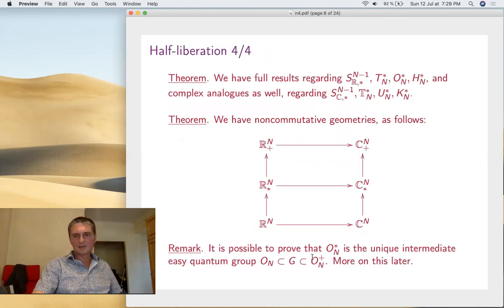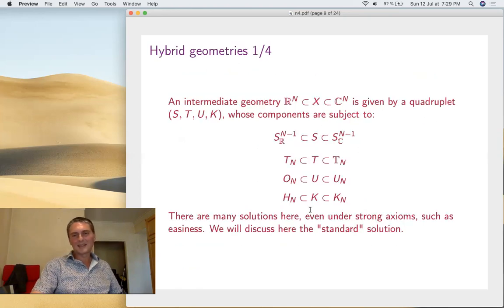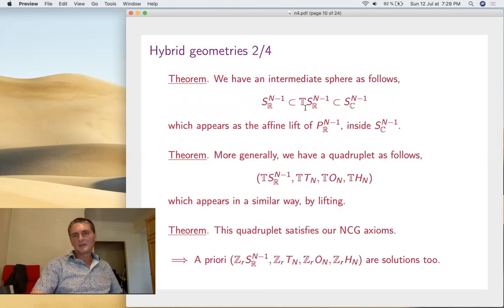So there we had this result at the end, which is really, I mean, it's the unique easy thing. It's important. But here, even if you look at easy solutions, there are many of them. So just discuss the standard one. And the standard is simply obtained by taking the real thing and multiplying by a copy of T, of the torus. So if you want more conceptually, this is the affine lift of the projective space inside the complex sphere. So that's somehow standard, and of course you can do it for everything, groups and tori.